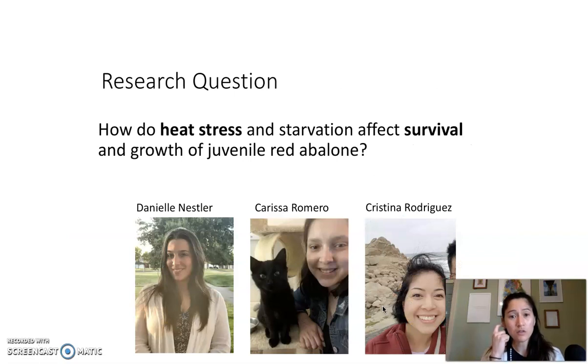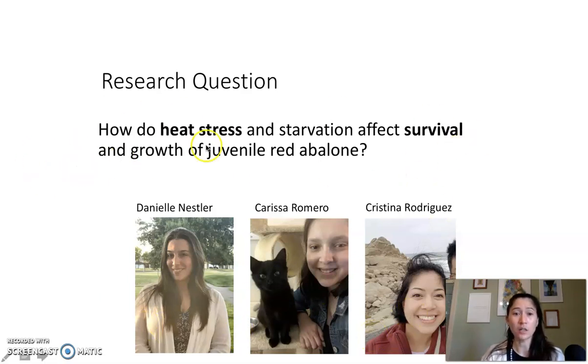And so the general research question for this project is how these combined stressors of heat stress and starvation affect survival, and we're also looking at the other phenotype of growth in juvenile red abalone. And I'm showing these images here of 3 students in my lab who are really the ones who have done this research and gathered this data, Danielle, Carissa, and Christina.